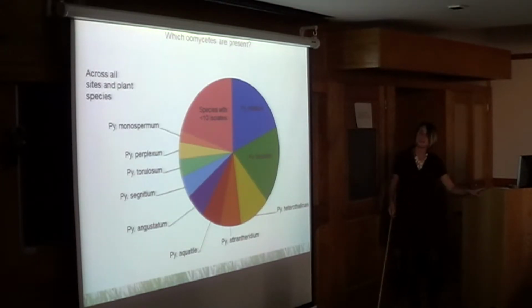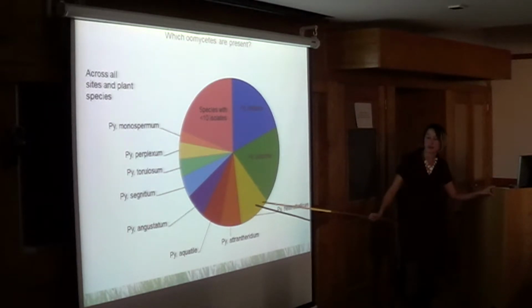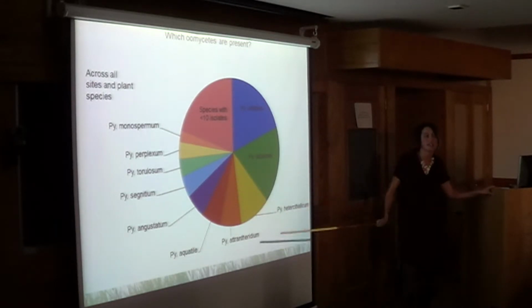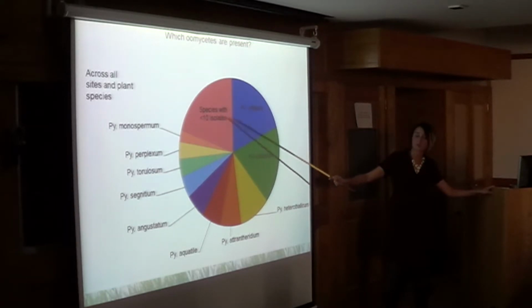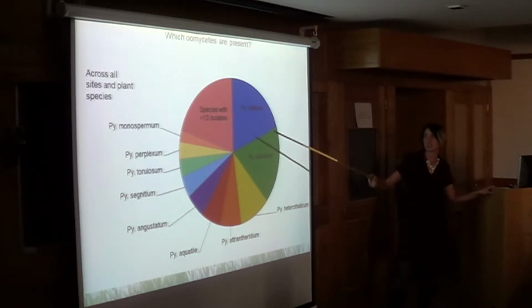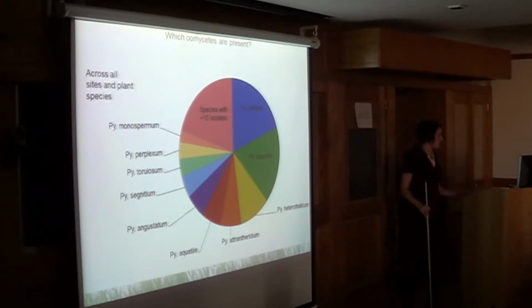And if you divide this up by which Pythium species we were seeing: Pythium inflatum, Pythium dissimile, Pythium heterothallicum, Pythium attrantheridium, and Pythium aquatile, Pythium angustatum, those are kind of the dominant species. But it's worth noting that a really large percentage, about 20%, were species that only had less than 10 isolates. So not only are we seeing a lot of different species, we're seeing some dominant species, but a lot of minor ones that still might play a role.